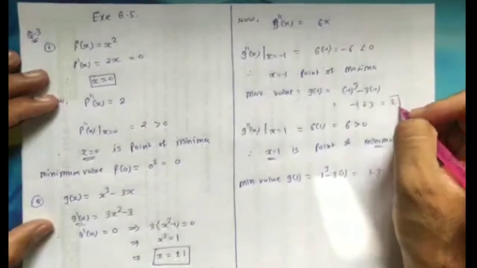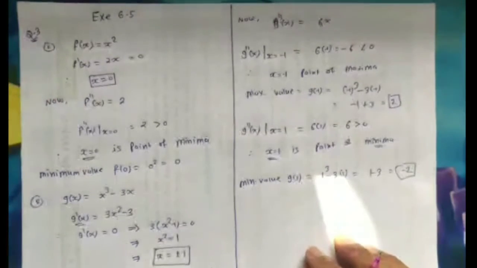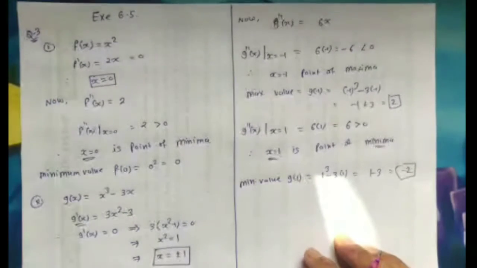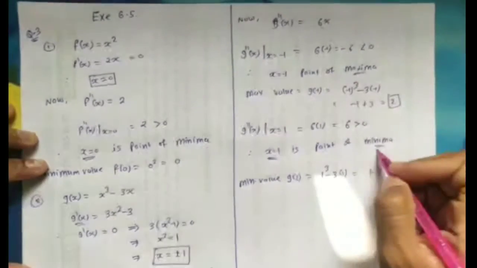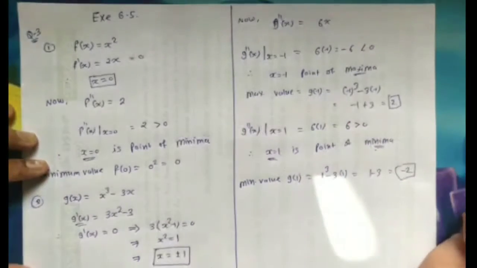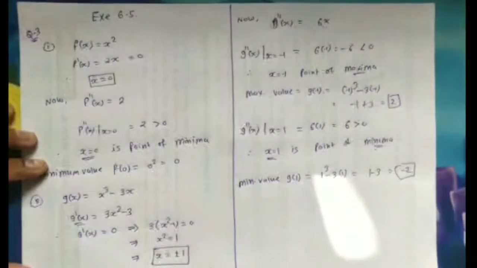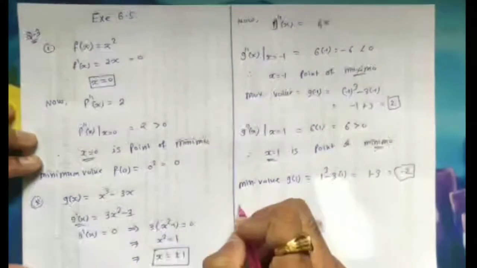So the maximum value is 2 and the minimum value is minus 2. Done. These are the local maximum and local minimum values, because we are having only one point of maxima and only one point of minima. These are the local maxima and local minima. Clear? Now third sum.